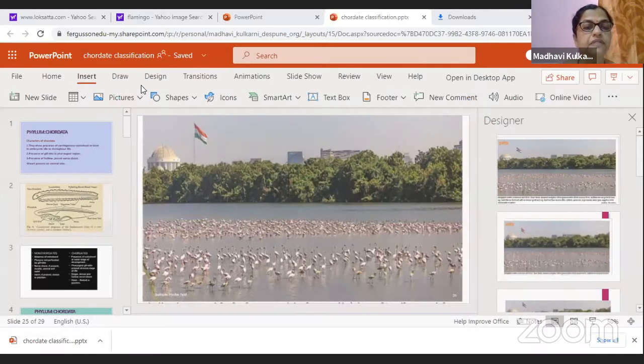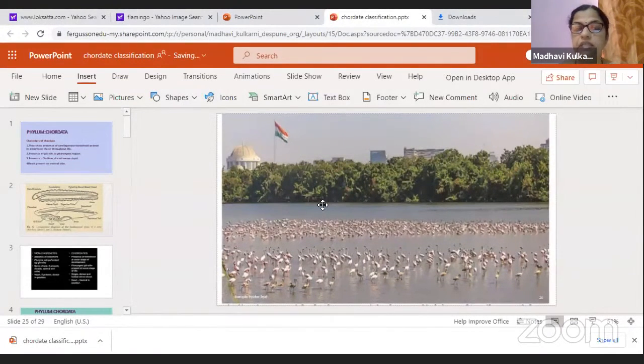Good morning, everyone. This is Madhavi Kulkarni from RCF Junior College, Alibag, Raigad. Today, in the biology lecture, we are going to study the chordate classification. Last time, we studied non-chordate classification, and today we will study the chordate classification. Let me share the screen.